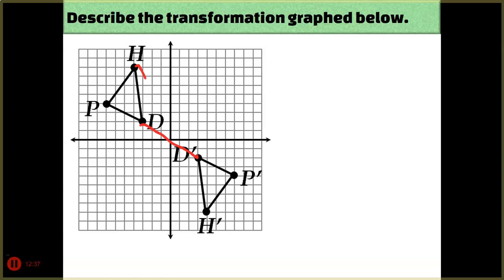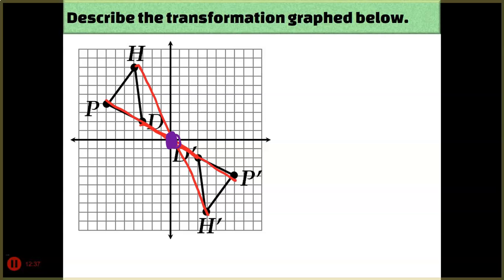D to D prime, H to H prime, P to P prime, and I end up with all kinds of crisscrossy disorganized lines. So this must have been a rotation. It actually isn't completely disorganized though. Did you see where all of them intersect this time? They all intersect at the origin. And that's indicative of a 180-degree rotation.